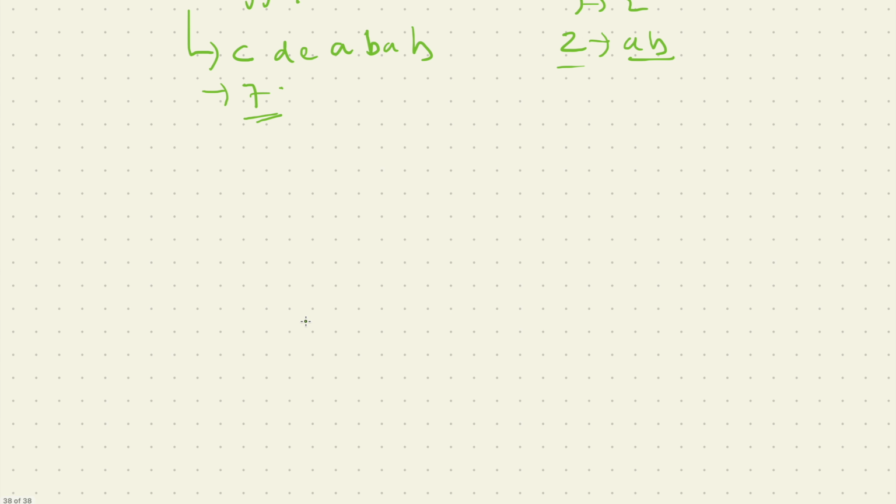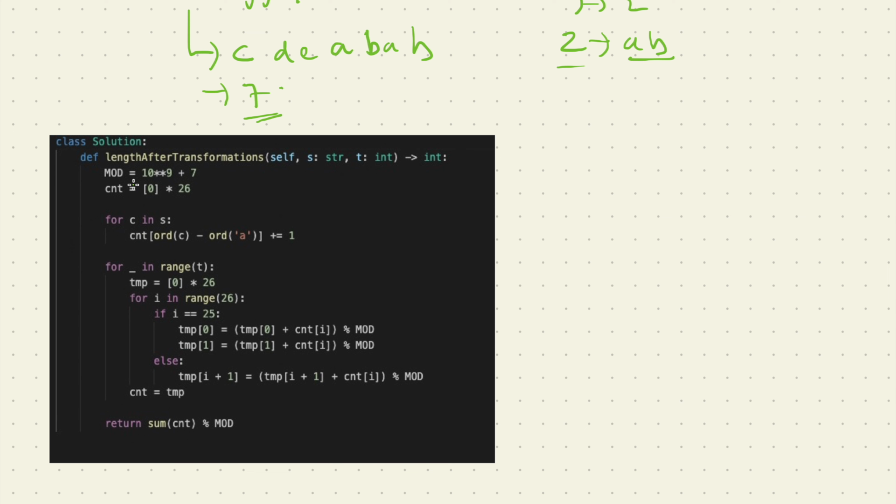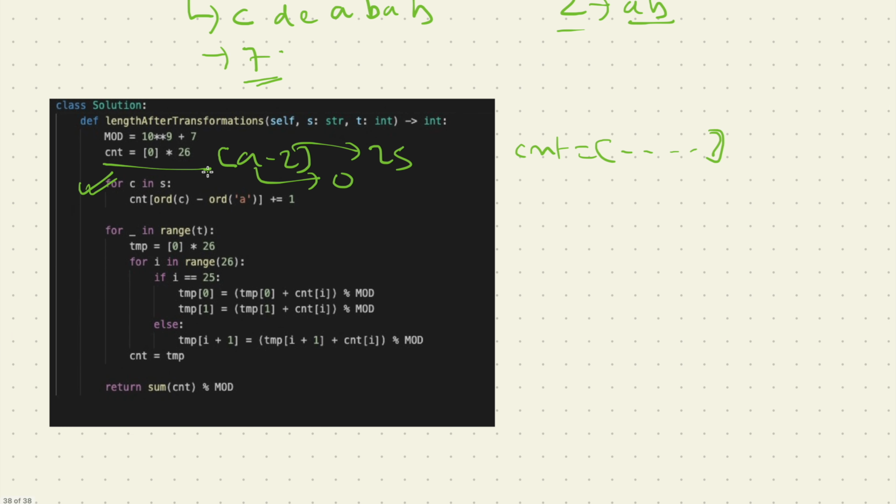So let's discuss. At first, we keep a count of 0 for all the characters, basically A to Z. Here A corresponds to 0 and Z corresponds to 25. Now we go over the string and we calculate the frequency of each character. So after this we have the frequency of each character in the count array, which is of length 26. Now we iterate t times.